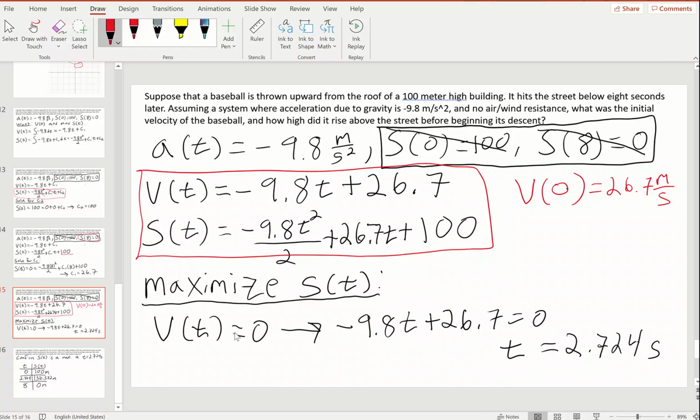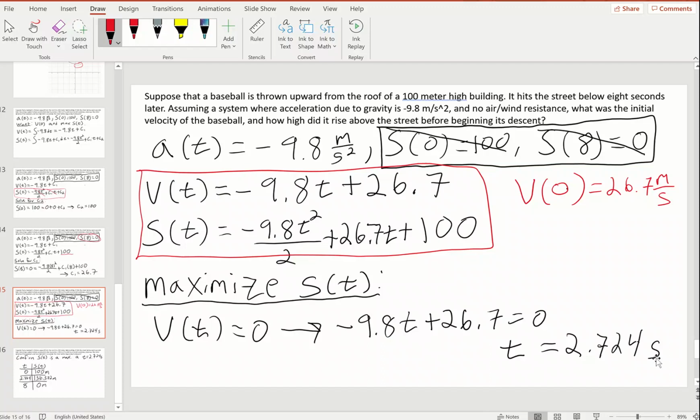In order to maximize position, remember, anytime you're maximizing a function, you want to take the derivative of that function and find its critical points. So set it equal to 0 or find where it's undefined. In this case, the derivative of position is velocity. So I'm going to take my velocity function, set it equal to 0. It cannot be undefined, so I'm not going to worry about that. But velocity is equal to 0 when t equals 2.724 seconds. Now, this does not guarantee that this is a maximum. This is just a candidate for a maximum. So I need to confirm.